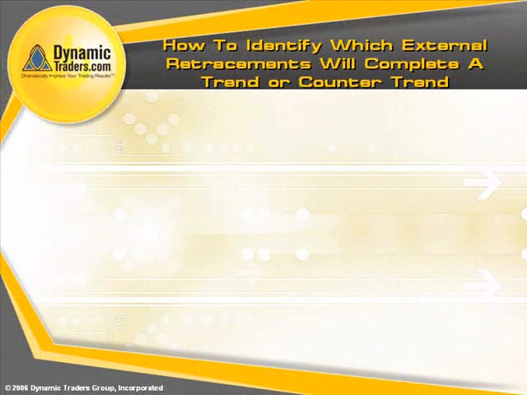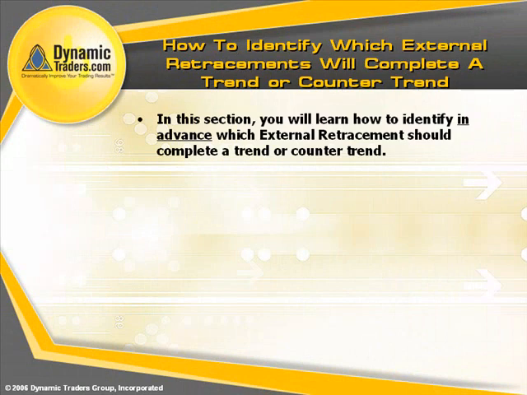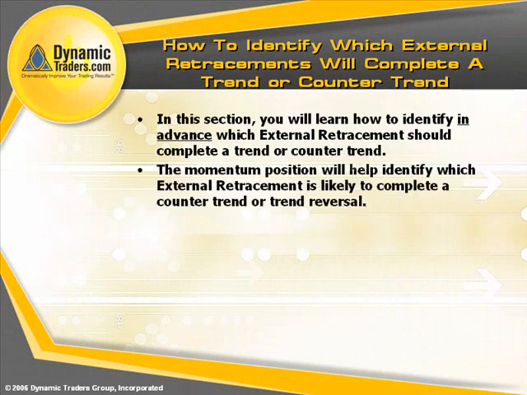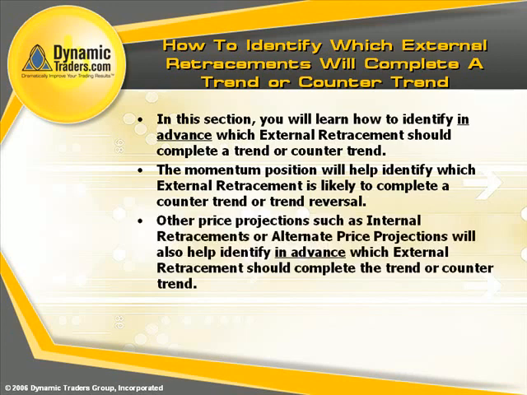Let's see now how to identify which external retracement or retracements will complete a trend or countertrend. In this section, we're going to show you how to identify in advance which external retracement should complete a trend or countertrend. As we look at the external retracements, the momentum position will help us identify which external retracement is likely to complete a countertrend or trend reversal. We can also use other projections such as internal retracements or alternate price projections to help us identify in advance which external retracement should complete the trend or countertrend. Let's take a look at some examples.